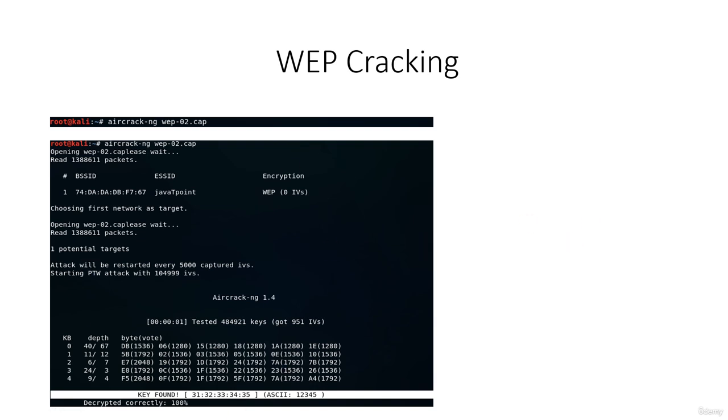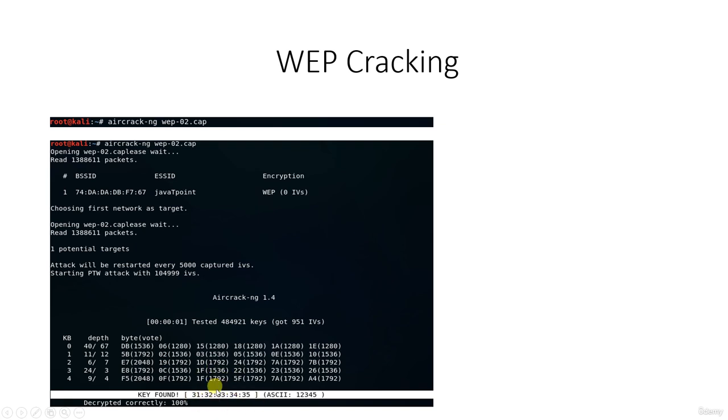So we can see that the key is found. We can connect to the target network, which is Java T point. As you can see, your key is 12345. We just need to copy the 12345 and paste it to connect to Java T point. You can also connect using the key, which is this one.